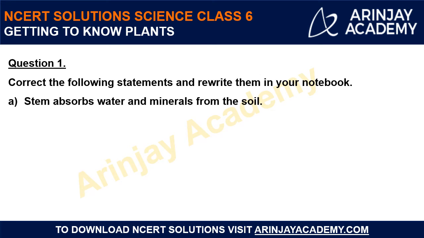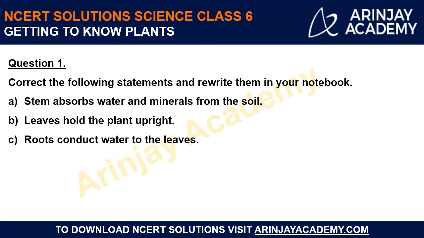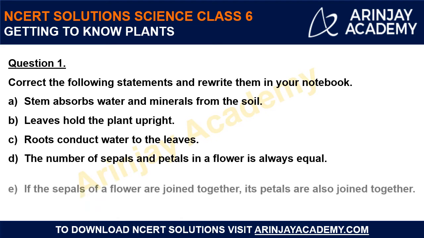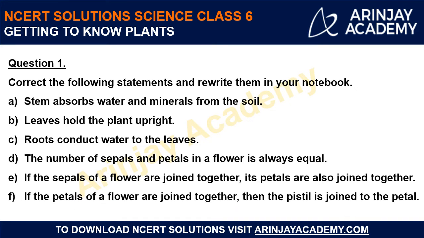First one, stem absorbs water and minerals from the soil. Leaves hold the plant upright. Roots conduct water to the leaves. The number of sepals and petals in a flower is always equal. If the sepals of a flower are joined together, its petals are also joined together. If the petals of a flower are joined together, then the pistil is joined to the petal. So here you have 6 statements. Each statement will have a mistake. So you have to correct it and you have to rewrite it. So let's see the answer in the next slide.